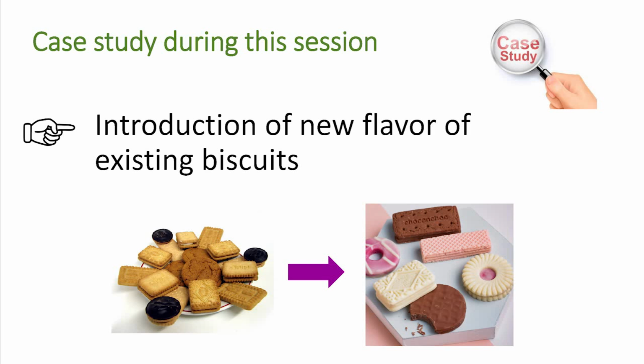So I would like us to use the example of the introduction of a new flavor of existing biscuits. Let's assume that you have a business that is already producing biscuits, like the ones you see on the left. You have vanilla, you have chocolate. Now, in your product development process, you want to introduce a new flavor. Let's assume you want to introduce strawberry flavor. This is the example we are going to use throughout this session so that we can make it practical. Anytime we are talking about one step, we'll refer to our biscuits.